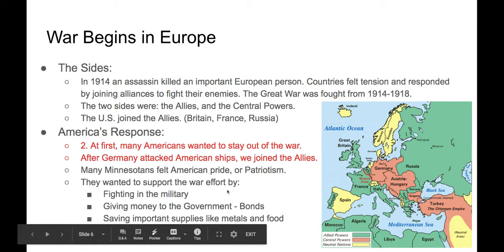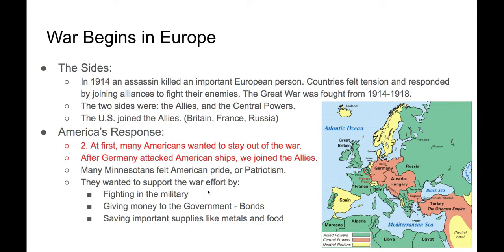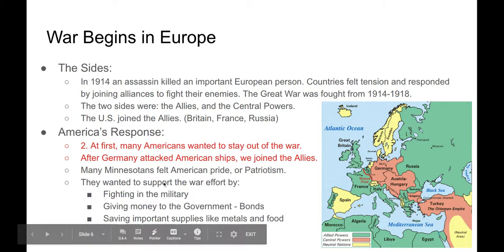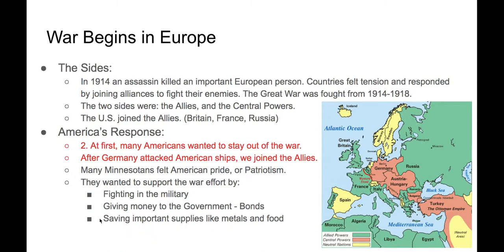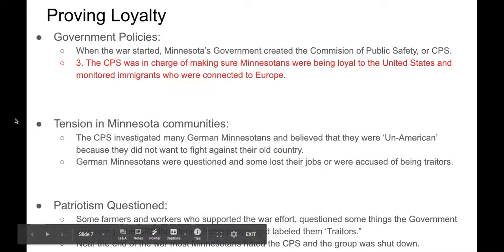They wanted to support the war by either fighting in the military or giving money to the government in the form of war bonds. War bonds is another one of our vocab words. Remember, that is when you paid money to the government for the bond, and then when the war was done, the government gave you that money back plus the interest on it. Okay? So people supported the war by joining the military, giving money, or saving supplies like metals and food. Okay? Let's go on to our next slide.